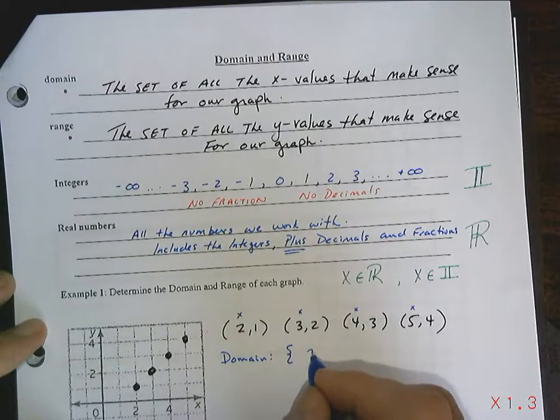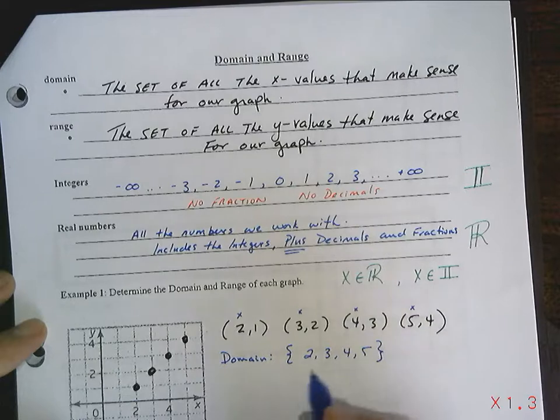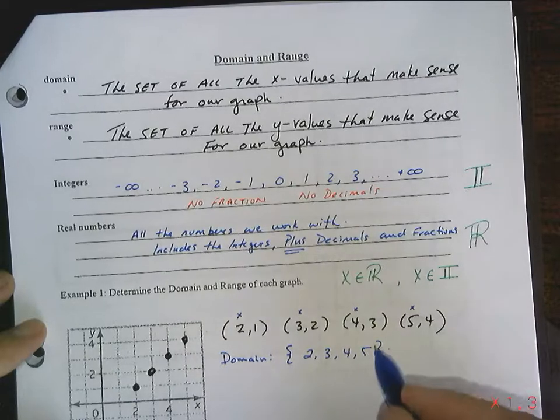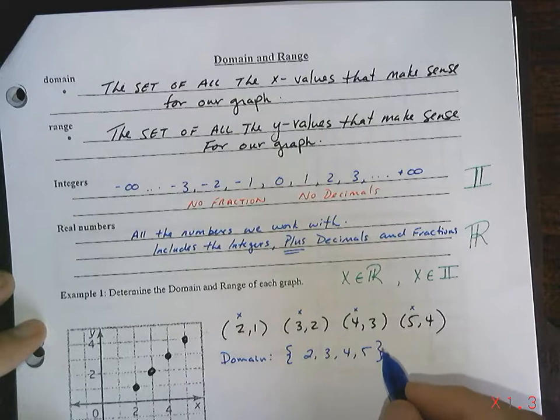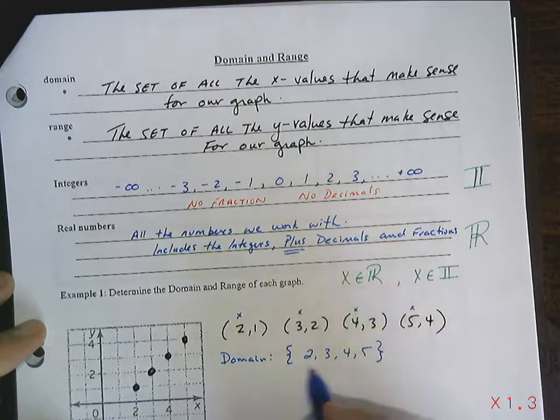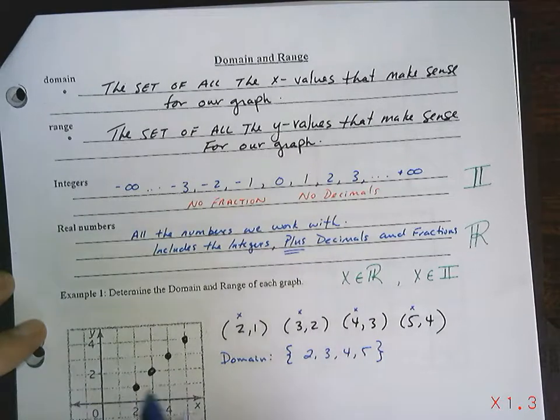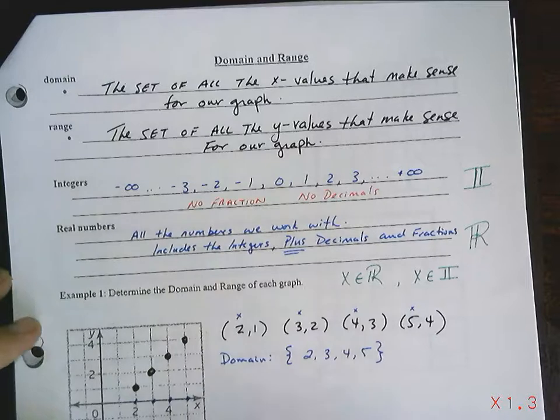So I say {2, 3, 4, 5}. And these are brace brackets. You need to kind of practice them. They take some time. And you don't have to be perfect, but you got to try. And they mean the set. So this says the domain is the set 2, 3, 4, and 5. Those are all the x values that make sense for this graph.